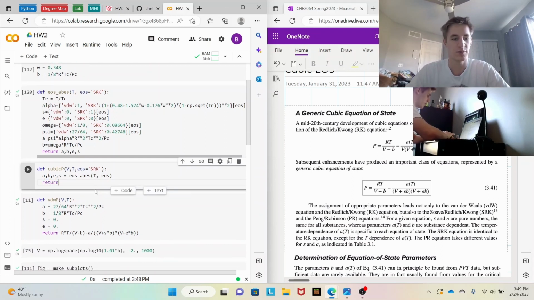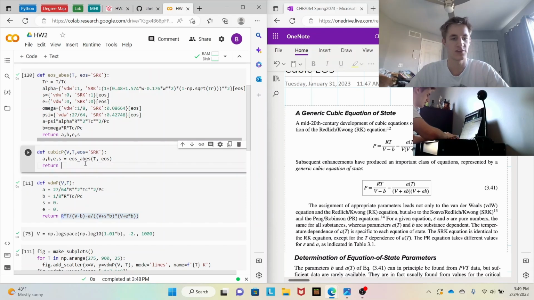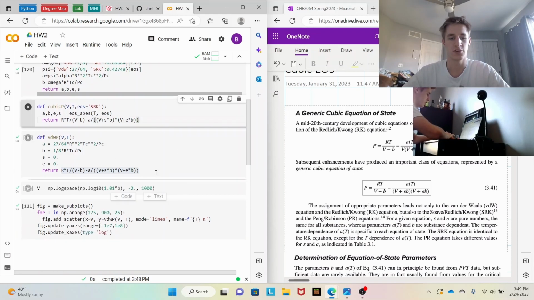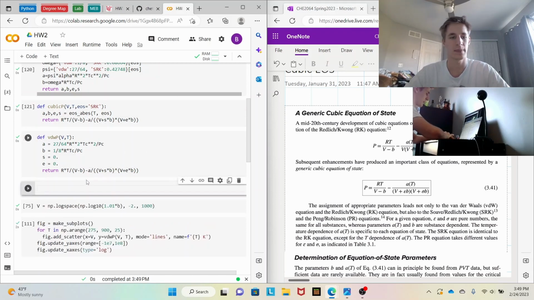And now we want to return this same function, right? Because we wrote this equation of state in for the van der Waals, right? And we can just copy that over to our cubic, for our more generalized form. So now we can actually check to make sure that it is all working properly.